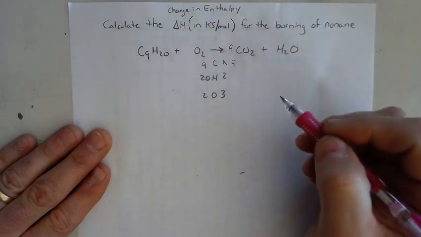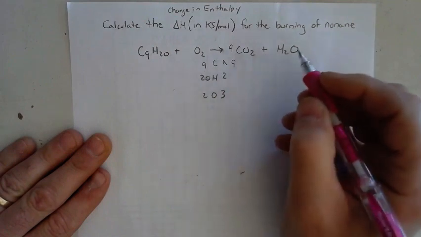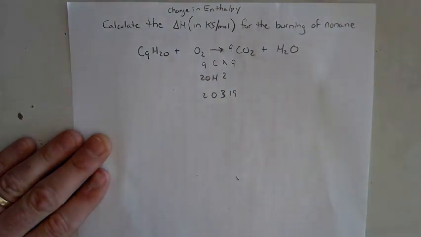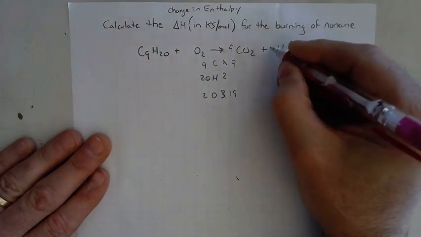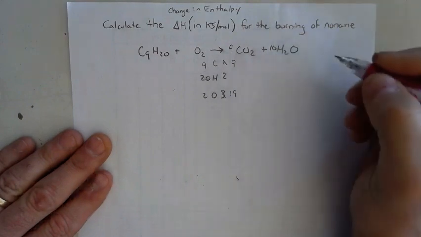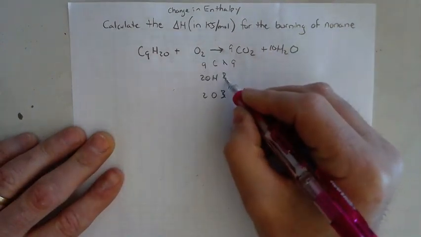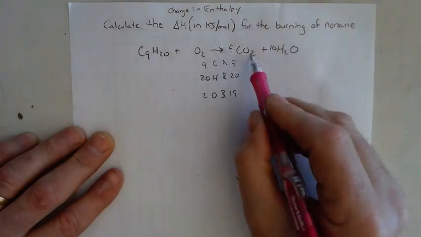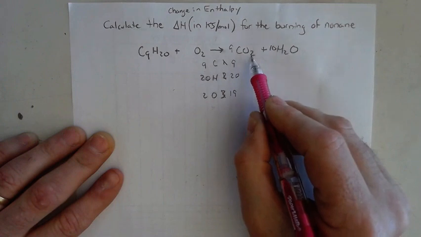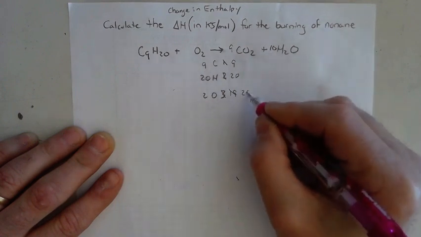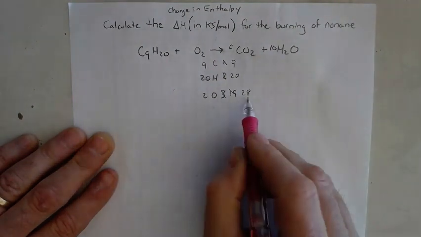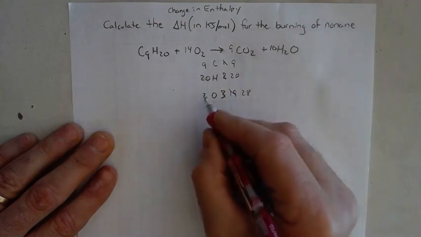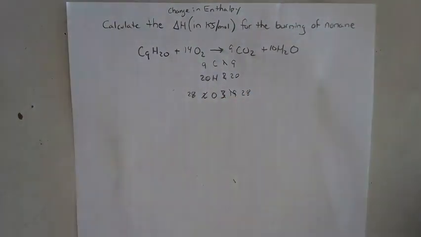That also changes the amount of oxygens. So 9 times 2 is 18 plus 1 gives me 19. Over here, I have 20 and 2. So I need to put a 10 in front of the H2O. 10 times 2 gives me 20. Total number of oxygens now is 9 times 2 is 18 plus 10 more, 28. And then I finish off by saying, well, half of 28 is 14. So I put a 14 in front of there, and voila, it is now balanced.